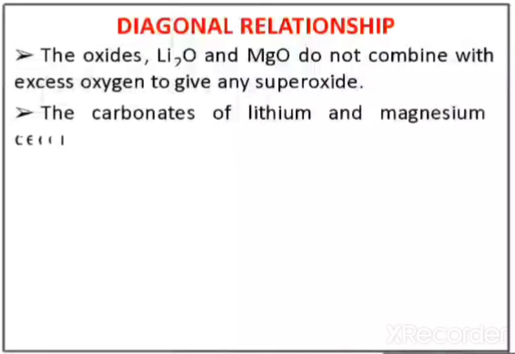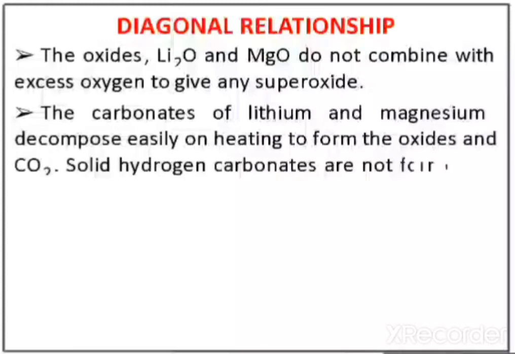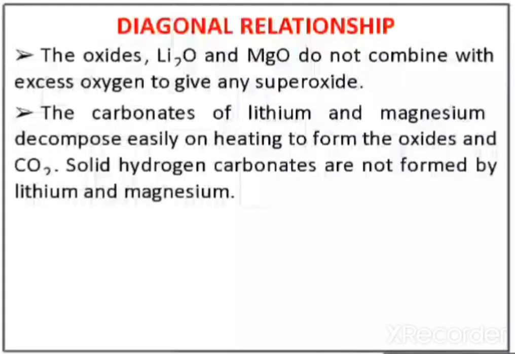The carbonates of lithium and magnesium decompose easily on heating to form oxide and CO2. Solid hydrogen carbonates are not formed by lithium and magnesium. We have discussed earlier that lithium hydrogen carbonate is not found in solid state. Like that, magnesium hydrogen carbonate is very unstable. And if you heat these carbonates, they will immediately decompose into oxide and carbon dioxide, while the rest of the carbonates are stable.